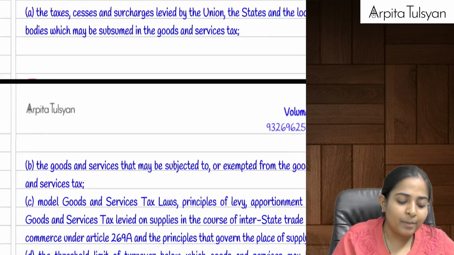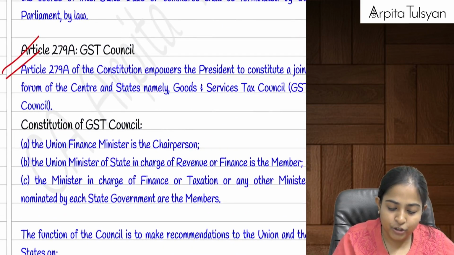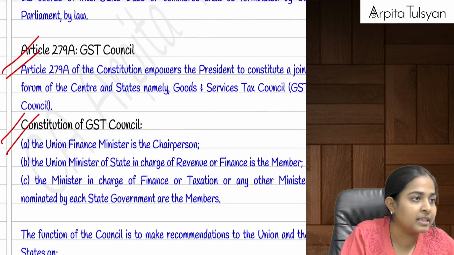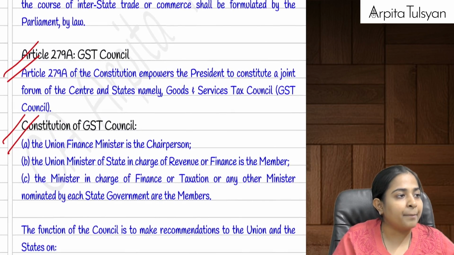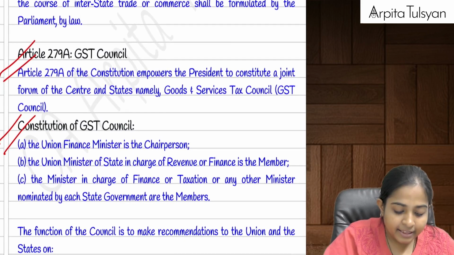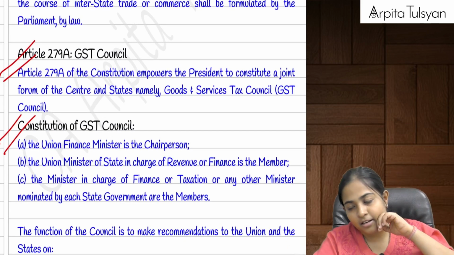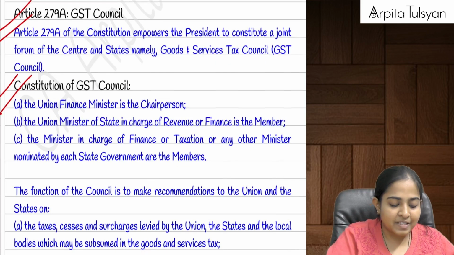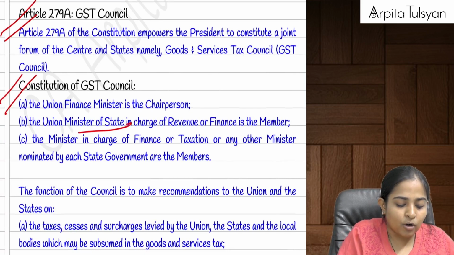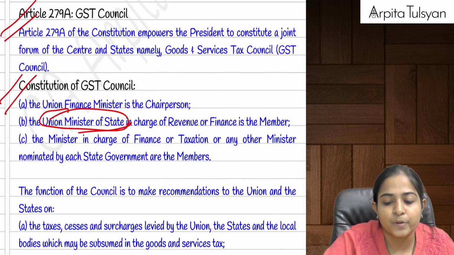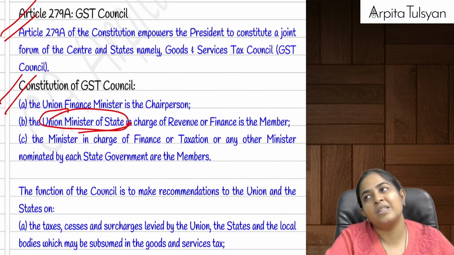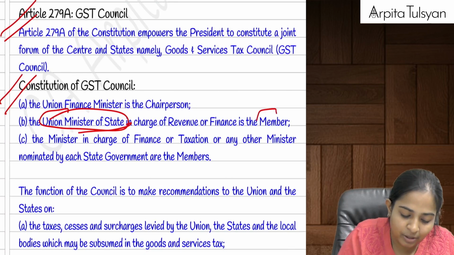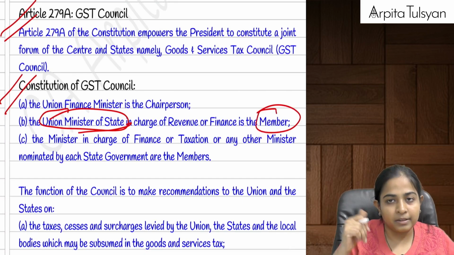Now, who will be there in the constitution of the GST Council? This you have to remember. This is theory, and you have to remember it compulsorily. Constitution of the GST Council: the chairperson will be our honorable Union Finance Minister. Then it will have some members. The Union Minister of State, this person is a notified person, the Union Minister of State in charge of revenue or finance. That person will be the member from the center.